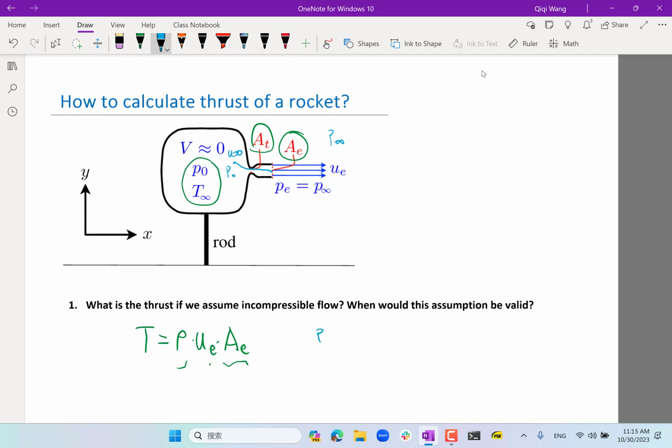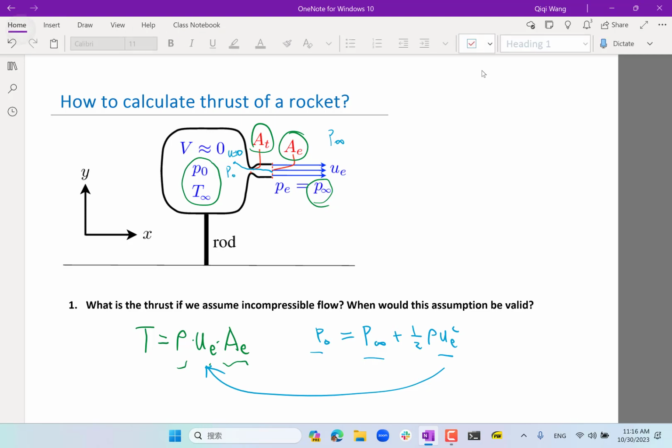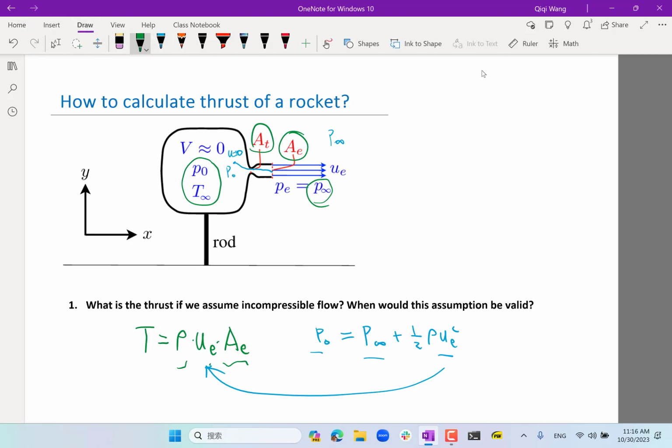So we know that P naught plus half rho times 0 squared would be equal to P infinity plus half rho UE squared. Since we know P0 and P infinity, we would be able to calculate UE and plug it in here to calculate the thrust. Would that be rho UE squared AE momentum? Oh, yes, sorry, that's right. That's a very good point. The momentum flux is rho UE squared times AE. Rho UE is the mass flux, and that times another UE would be the momentum flux. Yeah, thank you.